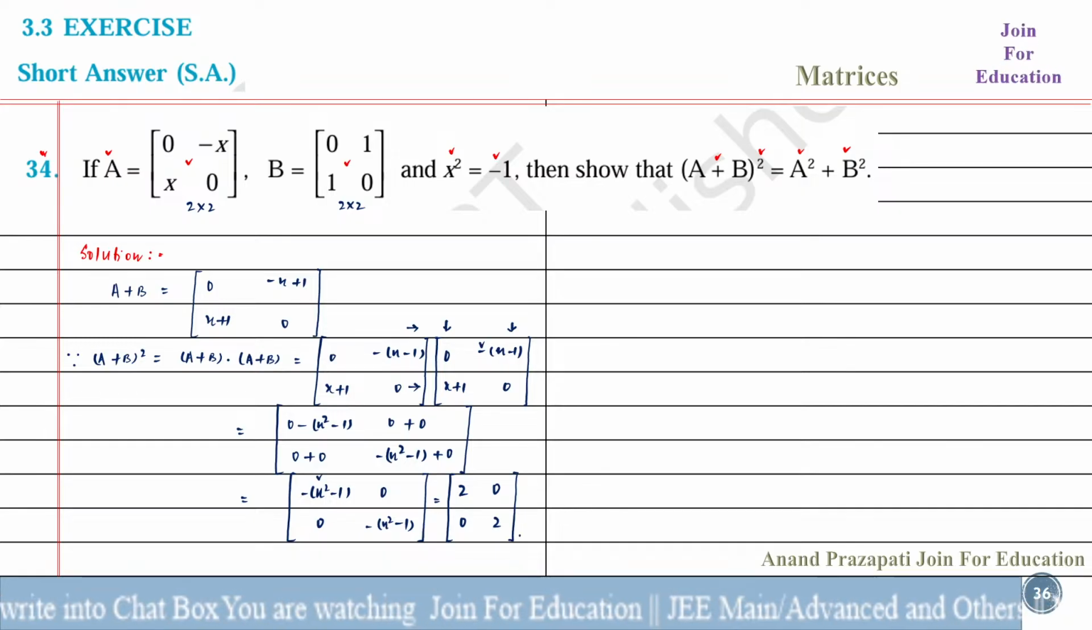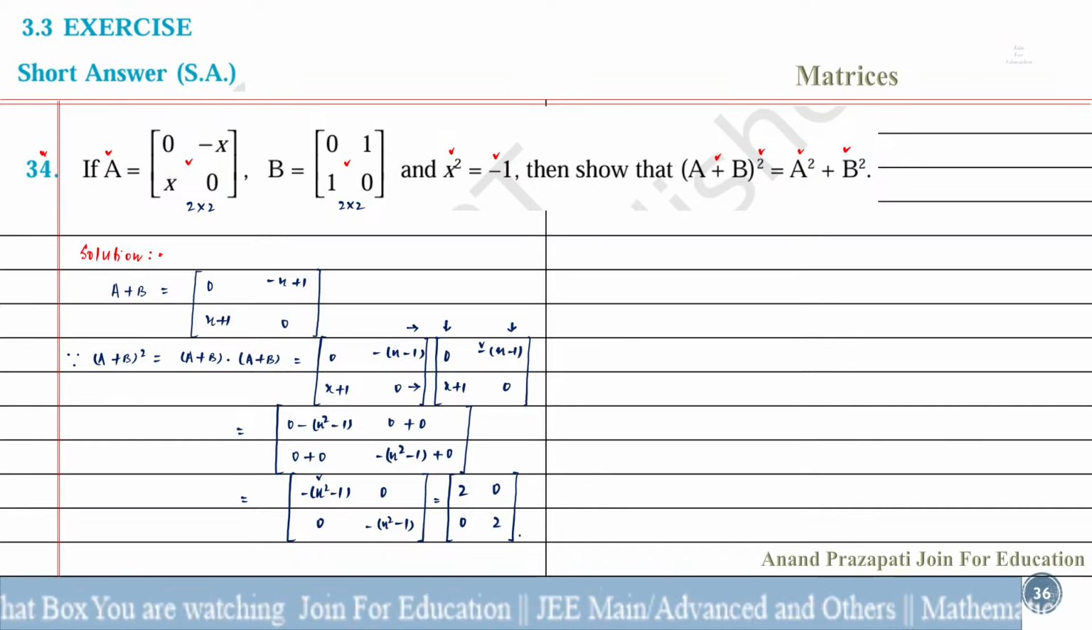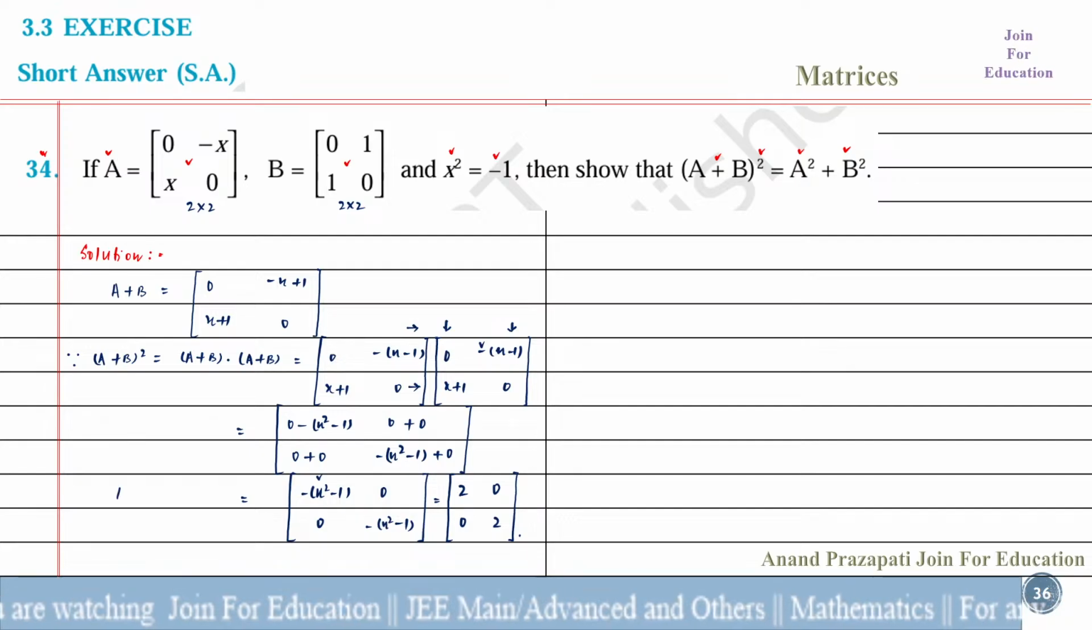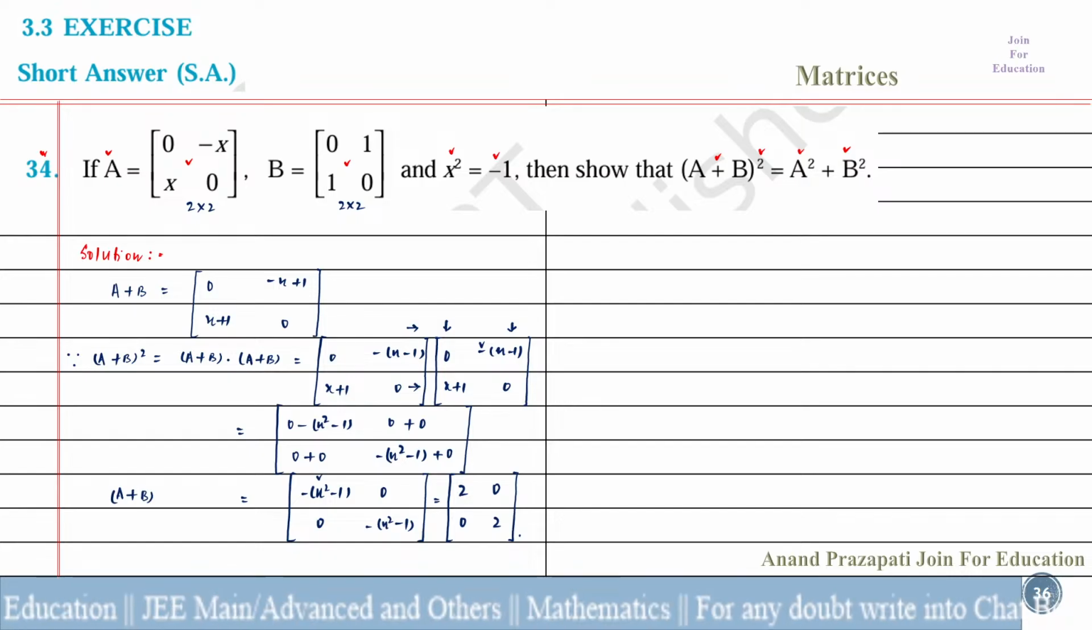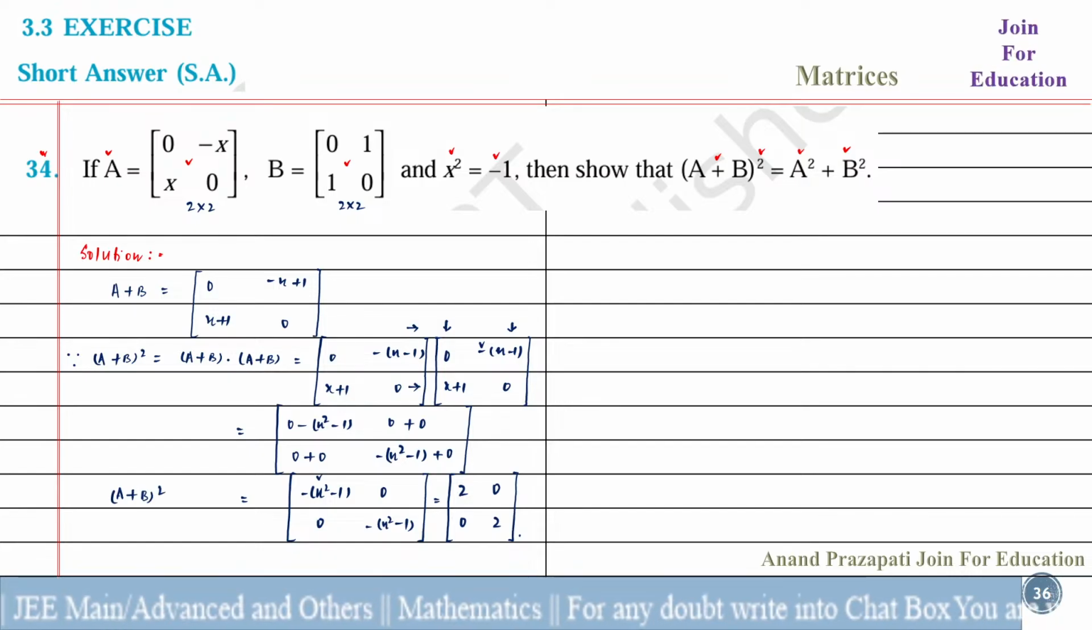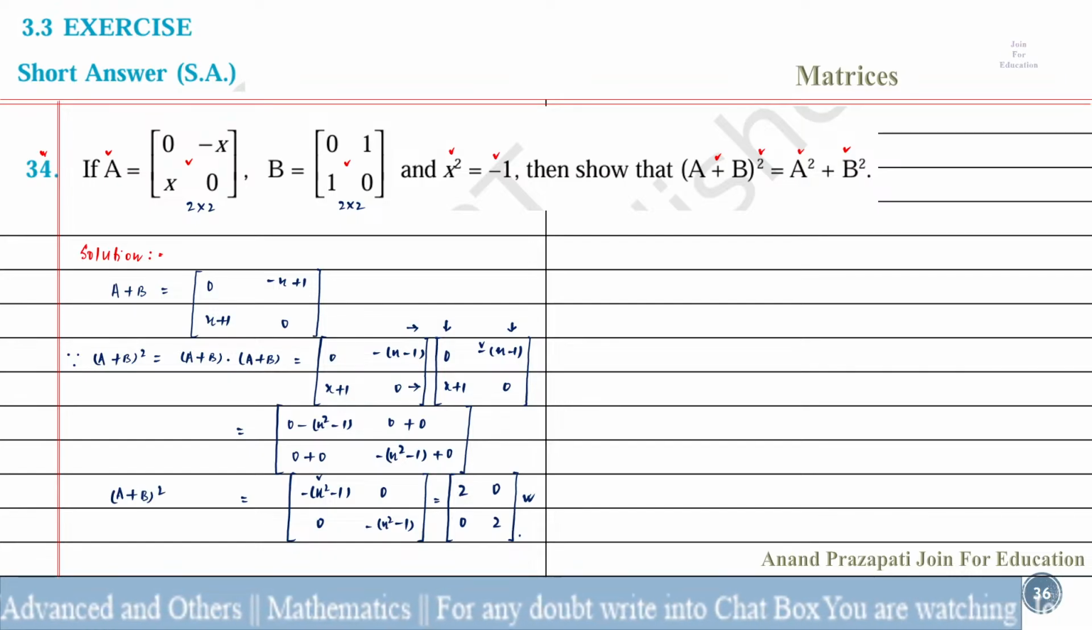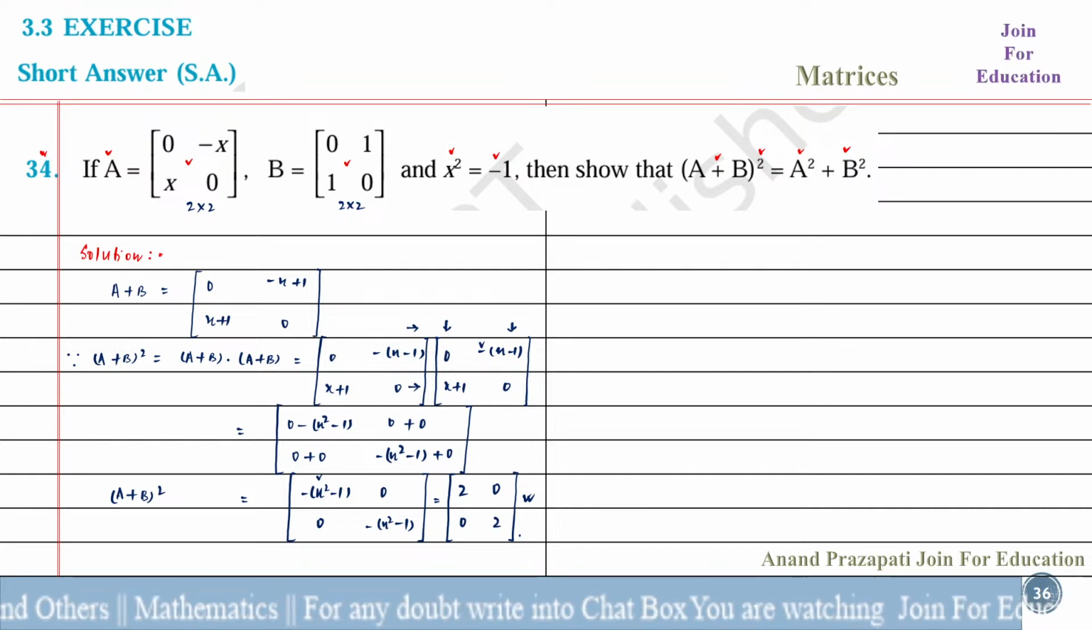Observe there is no problem to understand up to this step. Therefore, (a + b) whole square equal to this one. Now find out a square.